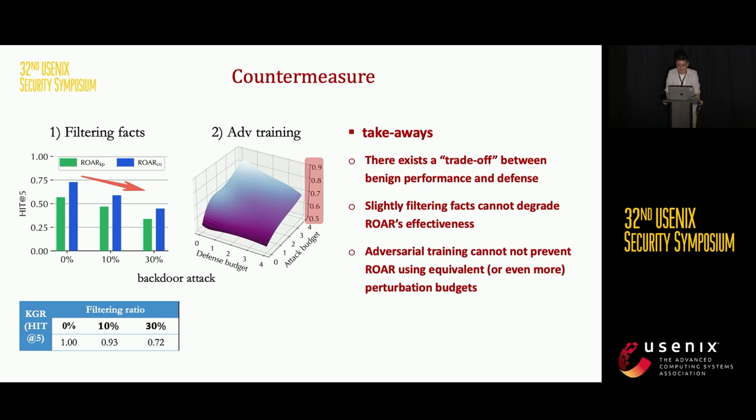We found that for the fact filtering strategy, there exists a trade-off between benign performance and defense. Even though we can observe a degradation of the attack performance by increasing the number of filtered facts, the benign performance is also hurt. And for adversarial training, we concluded that it cannot prevent the attack even using equivalent or more perturbation budgets. The attack can still guarantee more than 50% effectiveness.